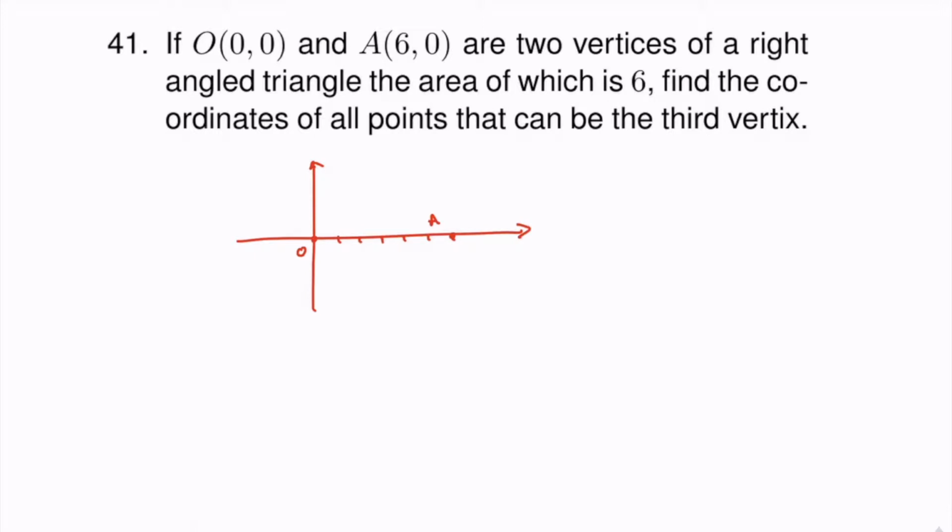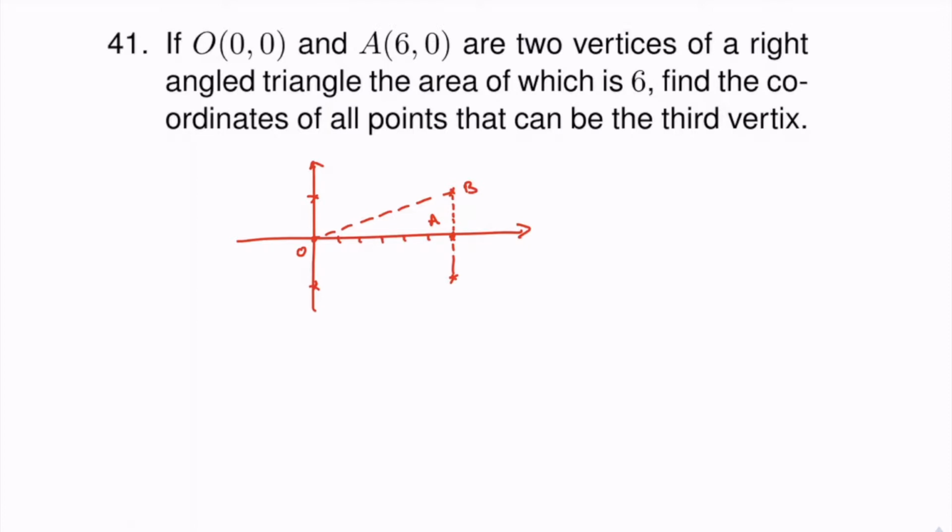So the obvious way is to assume that OA is one of the sides of the right angle, and therefore I can say that a triangle can be like this. The third vertex can be this point, or it can be this point, or similarly it can be this point or this point. So let's assume that the third vertex is this point. Let's call it B, and if I make the triangle, it will look like OAB.